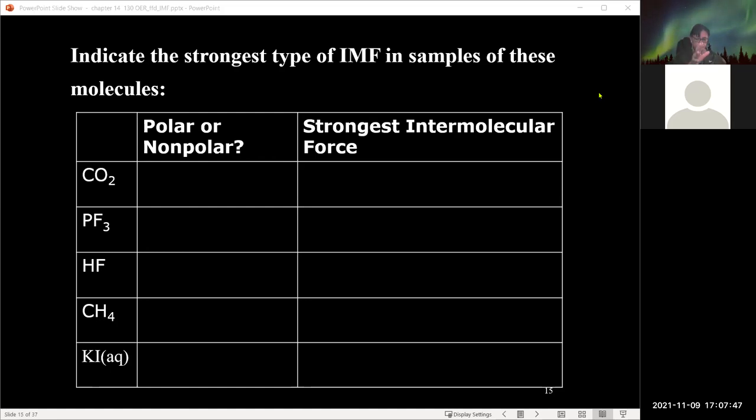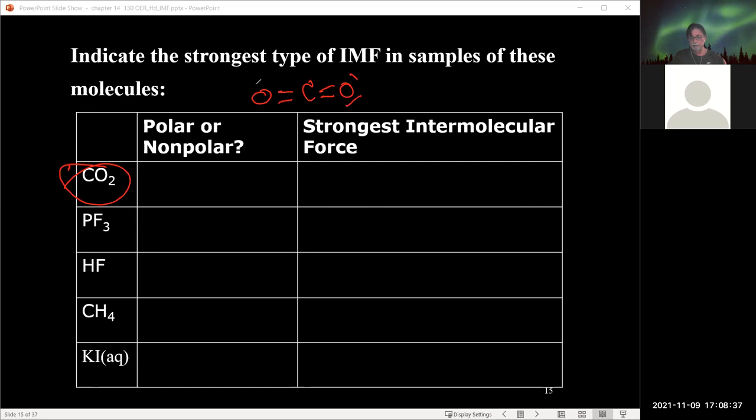So we have the molecules in the first column: carbon dioxide, phosphorus trifluoride, HF, hydrofluoric acid, methane, and then KI, potassium iodide, and AQ, which tells us we're dealing with an aqueous system. The first thing we have to do when we have a series of compounds, whether they give you the formula or the name, is figure out if this thing is polar or nonpolar. Sometimes you may need the Lewis dot structure, if we recall how we did that.